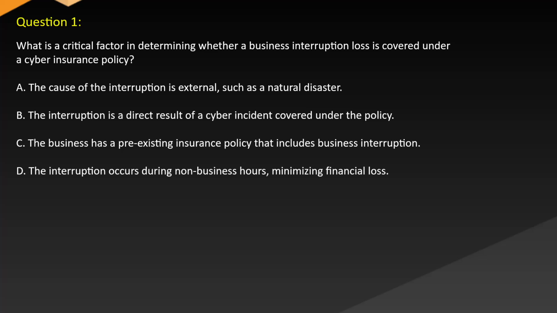Question 1. What is a critical factor in determining whether a business interruption loss is covered under a cyber insurance policy? A. The cause of the interruption is external, such as a natural disaster. B. The interruption is a direct result of a cyber incident covered under the policy. C. The business has a pre-existing insurance policy that includes business interruption. D. The interruption occurs during non-business hours, minimizing financial loss.